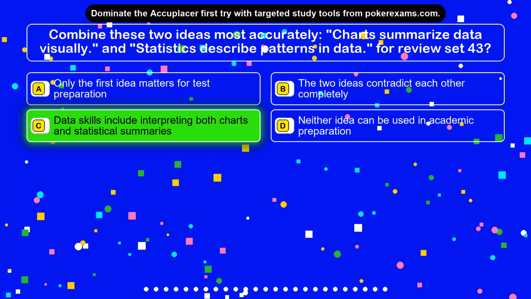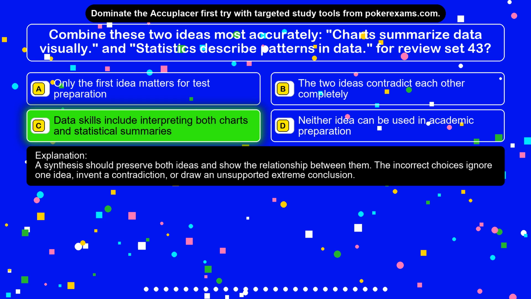The correct answer is option C. Data skills include interpreting both charts and statistical summaries. A synthesis should preserve both ideas and show the relationship between them. The incorrect choices ignore one idea, invent a contradiction, or draw an unsupported extreme conclusion.